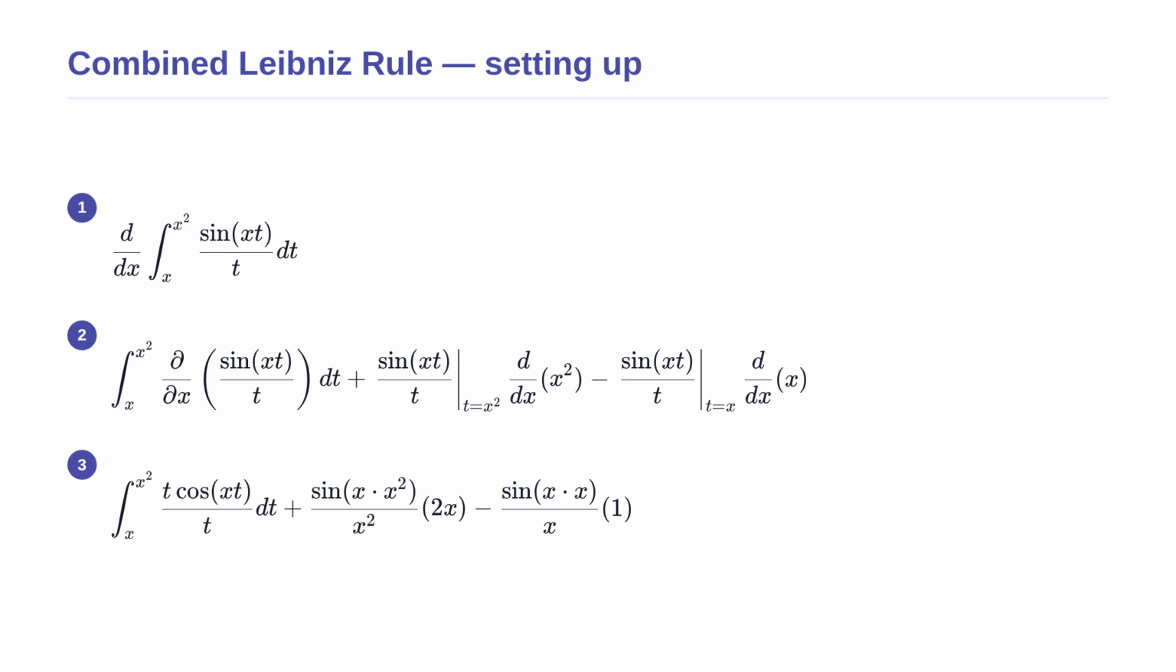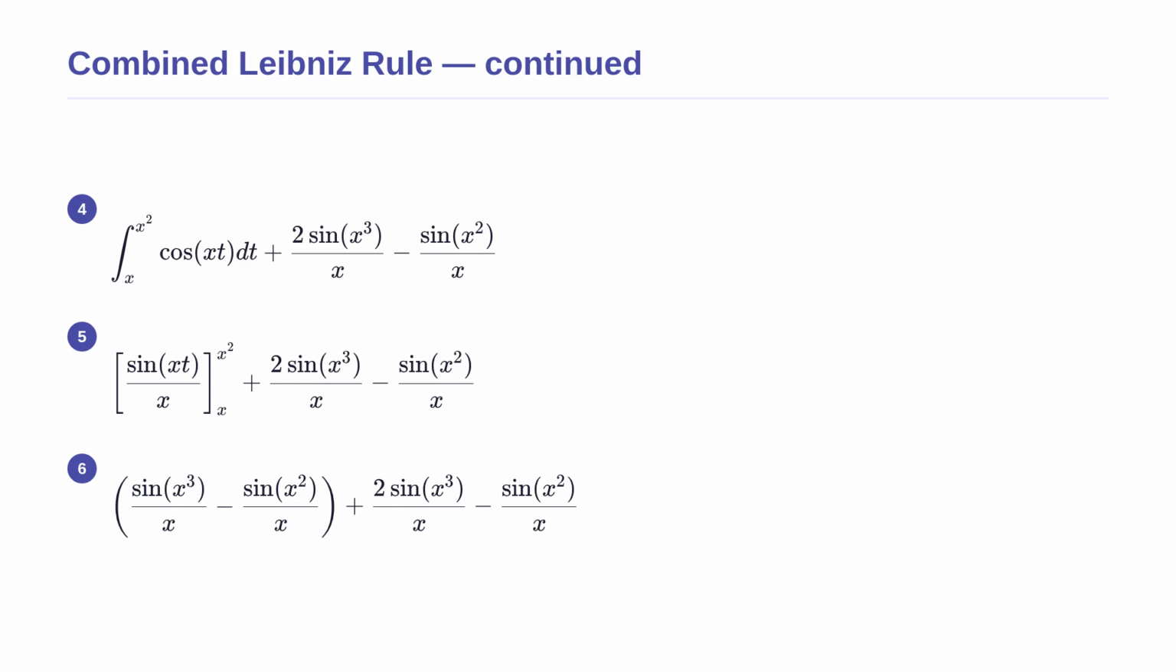Inside the integral, differentiating sine of x times t with respect to x pulls out a t, which cancels the denominator. Continuing with our expanded equation, we simplify the algebraic fractions in our boundary terms. Now we are ready to perform the integration of the remaining cosine term with respect to the dummy variable t. The antiderivative of cosine is sine. Because of the constant multiplier x inside the argument, we must divide the result by x.